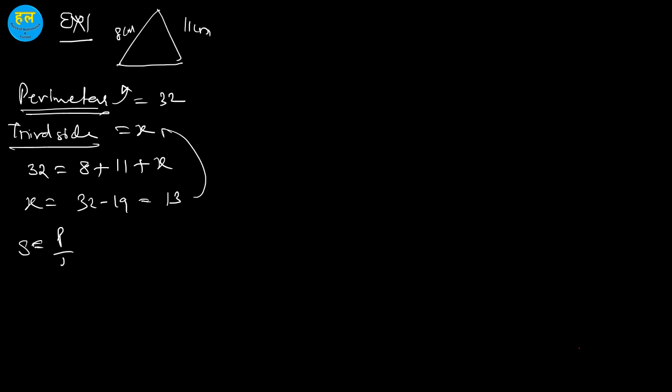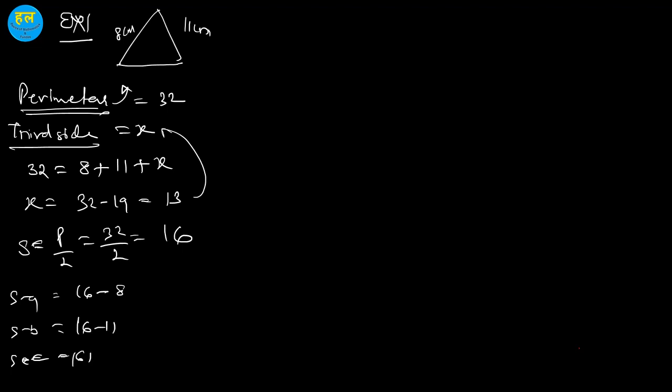Semi-perimeter is perimeter by 2. That means 32 upon 2, that means 16. Then we have to find S minus A, S minus B, and S minus C. S minus A is 16 minus 8, 16 minus 11, and 16 minus 13. 8, 5, 3.